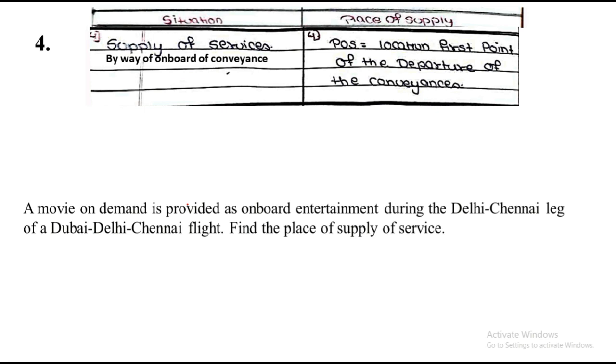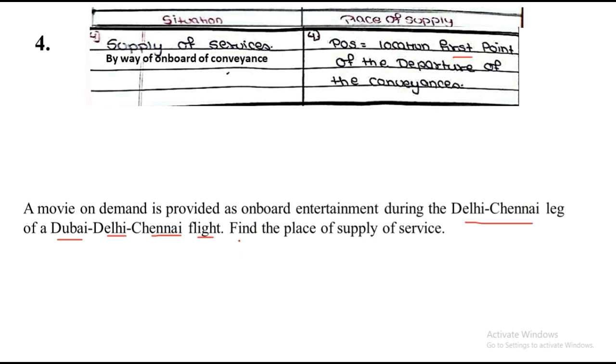Next, fourth, supply of services by way of on board of conveyance. Here, conveyance is basically you're traveling. So if anything is related to service which you're getting on board during your conveyance, here your place of supply will be the first point of departure of the conveyance. Now to understand this, just listen to this example very carefully. A movie on demand is provided as on board entertainment during the Delhi-Chennai leg of a Dubai-Delhi-Chennai flight. Find the place of supply.